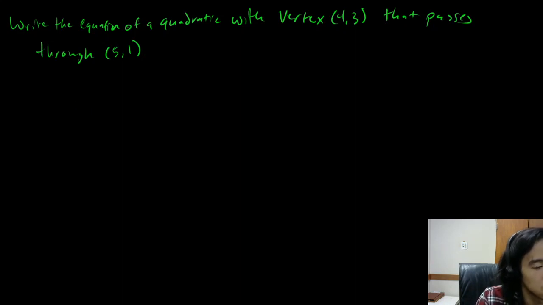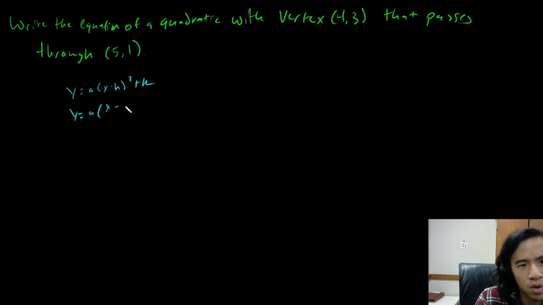So let's see. y is equal to a times (x minus h) squared plus k. Now I plug in the vertex. So y is equal to a times (x minus, so I think this is actually a 4 here, so x minus 4). And then plus k, so that's going to be a plus 3.